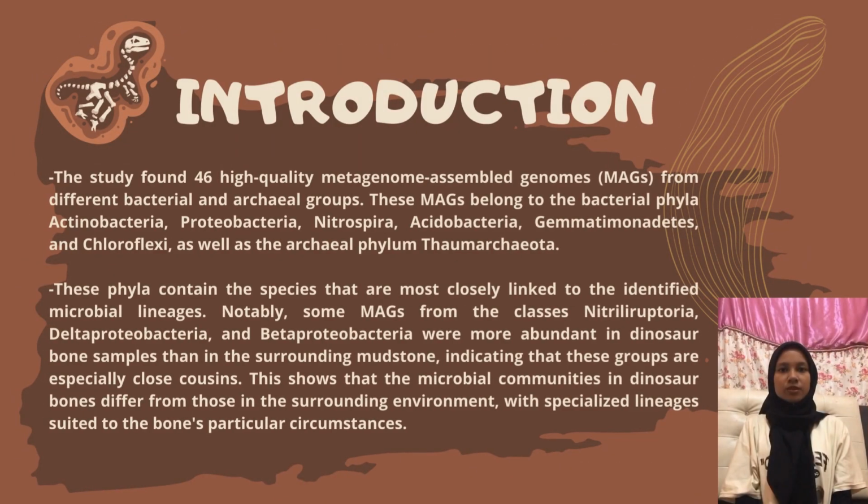The study finds 46 high-quality metagenome assembled genomes (MAG) from different bacteria and archaea groups. These MAG belong to the bacteria phyla Actinobacteria, Proteobacteria, Nitrospira, Acidobacteria, Gemmatimonadetes, and Chloroflexi, as well as the archaea phylum Thaumarchaeota. These phyla contain the species that are most closely linked to the identified microbial lineage.